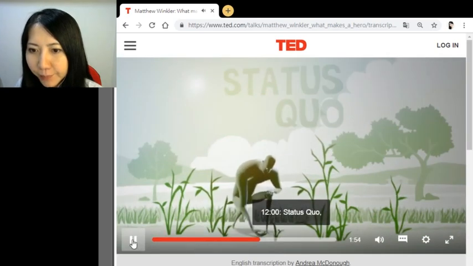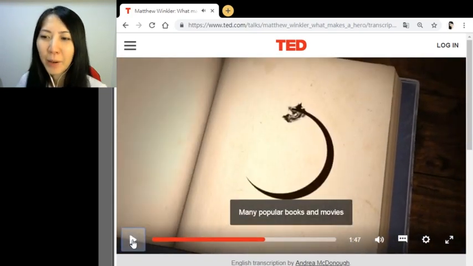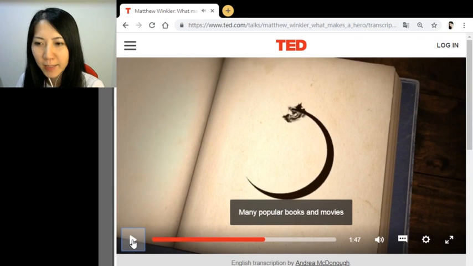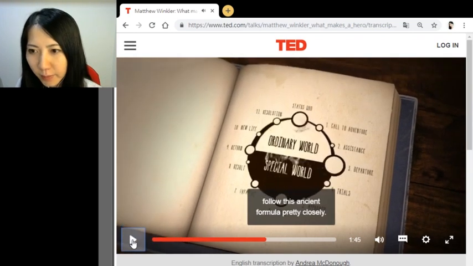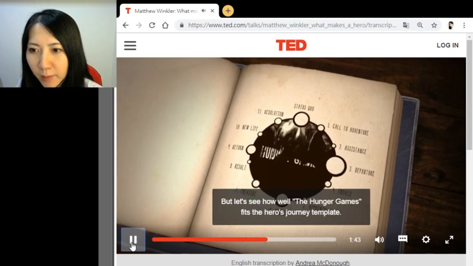Status quo, but upgraded to a new level. Nothing is quite the same once you're a hero. Many popular books and movies, right? Okay, and then they go on to the next sentence. Follow this ancient formula pretty closely. Yeah, many popular books follow this ancient formula pretty closely. Let's see how well Hunger Games fits the hero's journey.